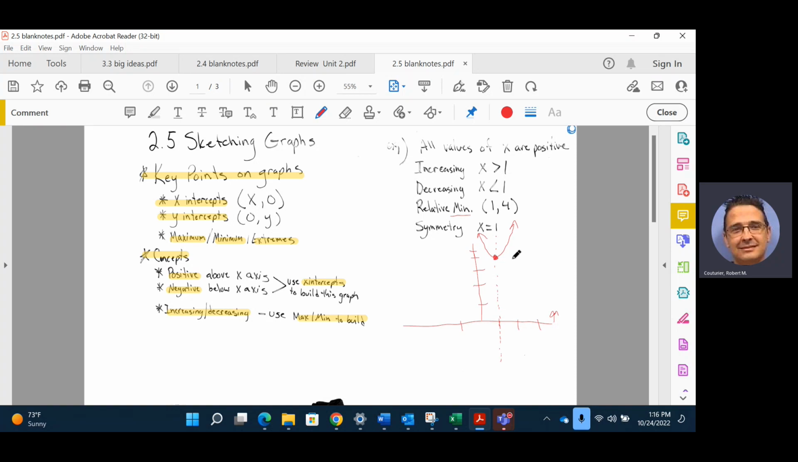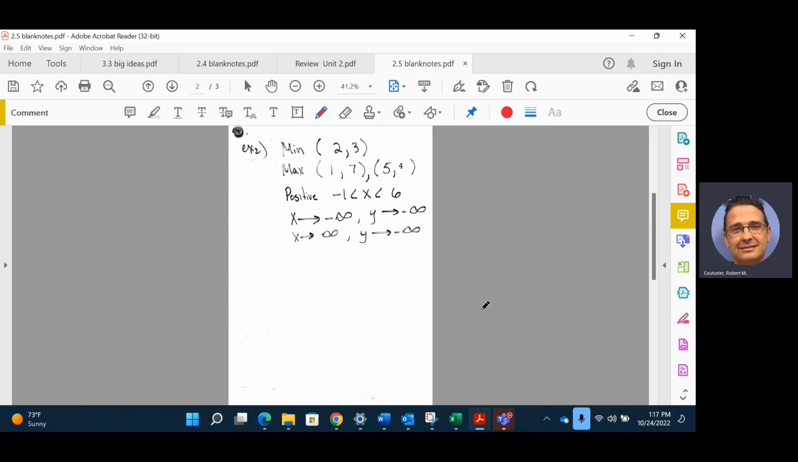And we sketched a graph. And if they gave you 4 graphs to pick from, that would be the particular looking graph, a symmetrical graph that has this particular coordinate, (1, 4), as a minimum. And on this side of 1, it's increasing. And on this side, anything less than 1, it is decreasing. All right, there you go. Let's look at the next one.